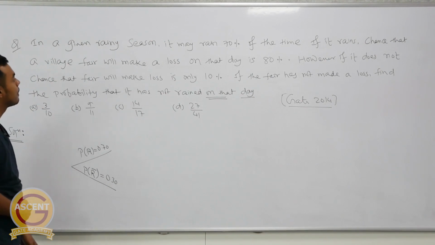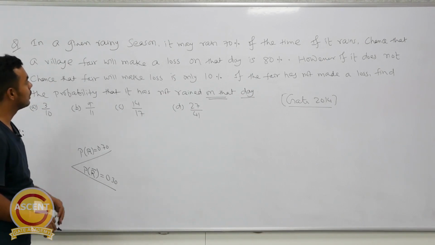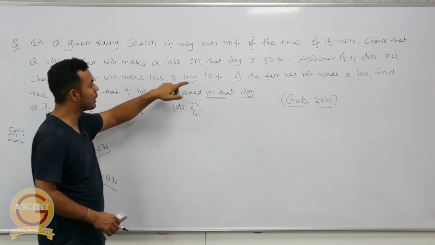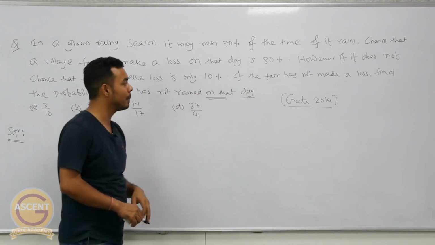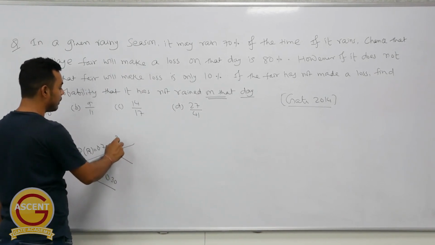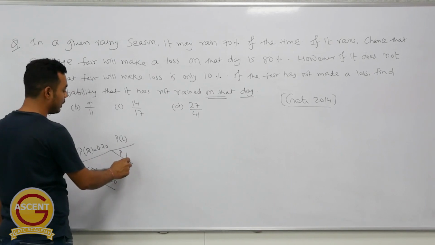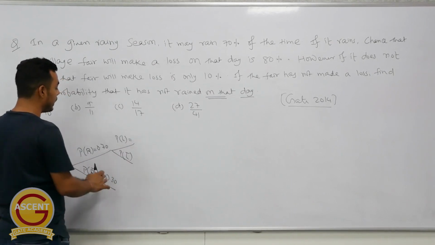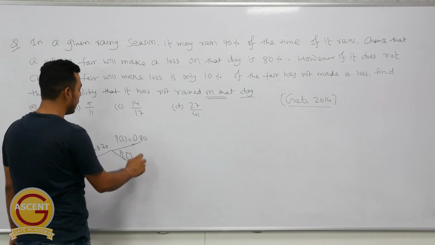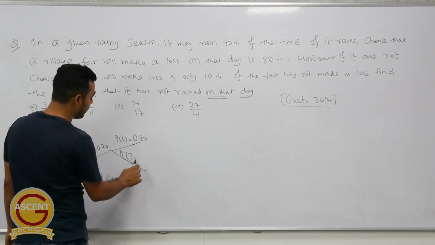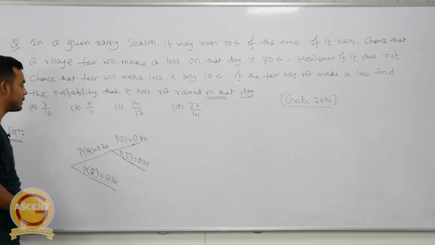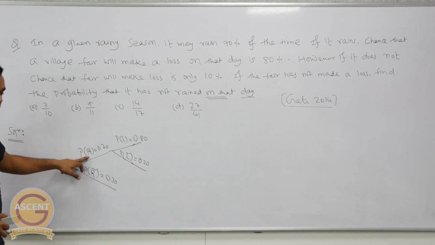Now the question is, if it rains, then the chance that the village fair will make a loss on that day is 80%. So if it rains, then in that case there are two possibilities. Either the fair will make a loss or it will not make a loss. So the probability that it will make a loss is given as 80%, so 0.80. And the probability that it will not make a loss will be 1 minus 0.80, so this will be 0.20. So these are the two possibilities when it rains.